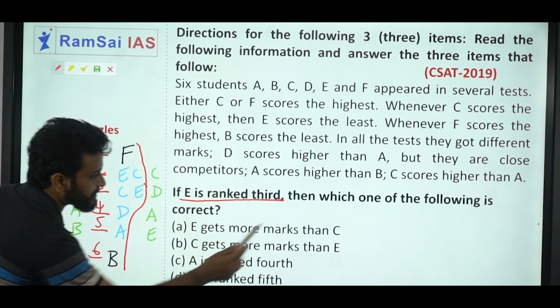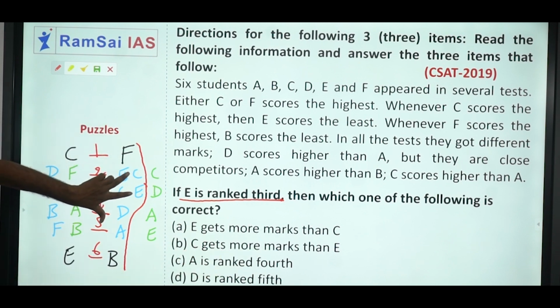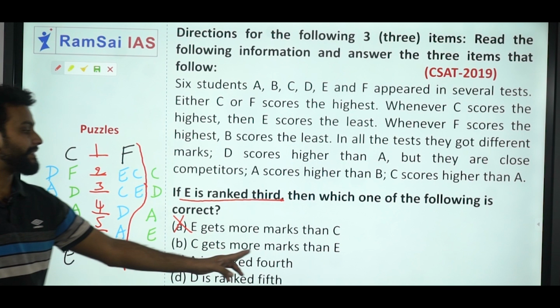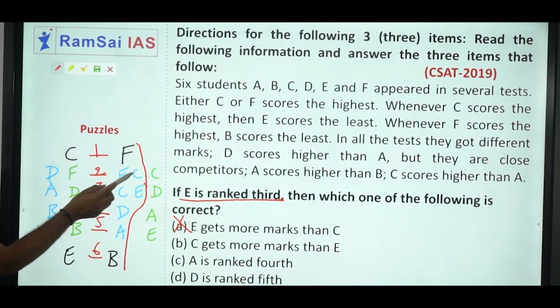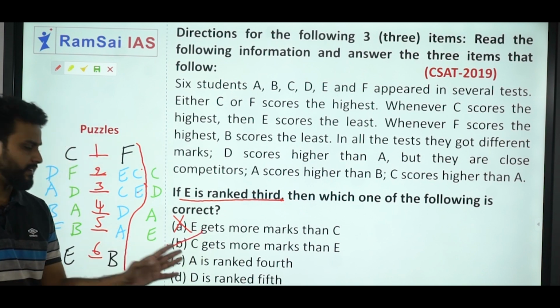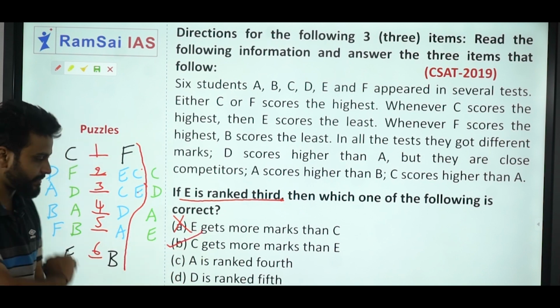E gets more marks than C. No, not possible, because C got more than E. So, I will eliminate option A. C gets more marks than E. Yes, C gets more marks than E. So, B is right. But let me check the C and D options as well.